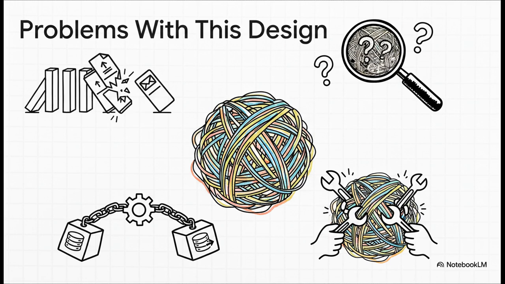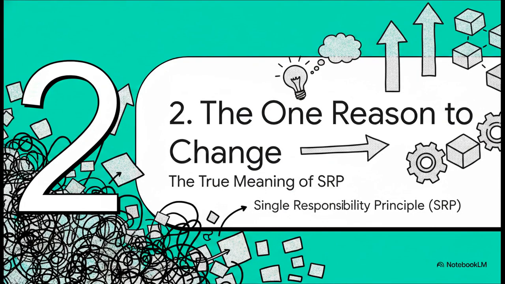And testing? Forget about it. To test one simple business rule, you might have to create a fake database, a fake email server. It's just slow and complicated. Not to mention the constant merge conflicts when all those different teams try to make changes at the same time. So that's the mess. How do we get out of it?